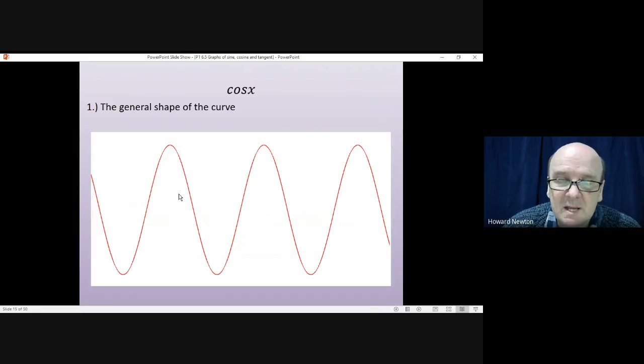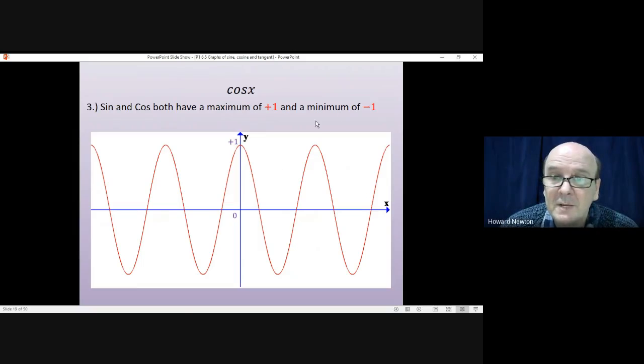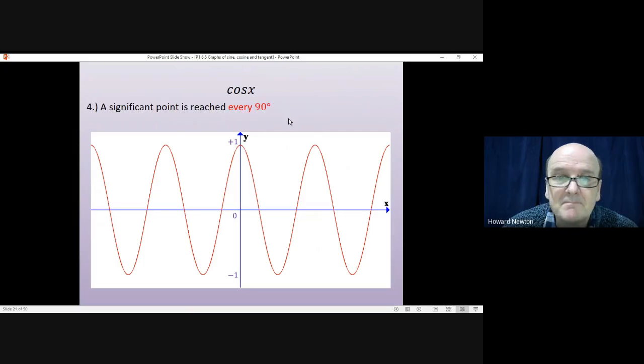What about cos x? Well, the general shape of the curve is the same as the general shape of sine x. It also looks like that. What's different is the value of the function at x equals 0. So cos of 0 is equal to 1. So we'll be starting at one of these maximums. And if I draw the axes in, then here the maximum at cos of 0 is at 1. It also has a minimum of -1, so it'll go down to -1 here on the y-axis.